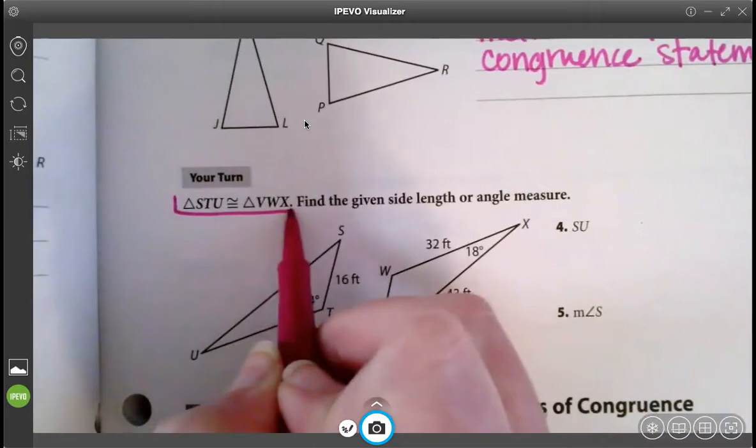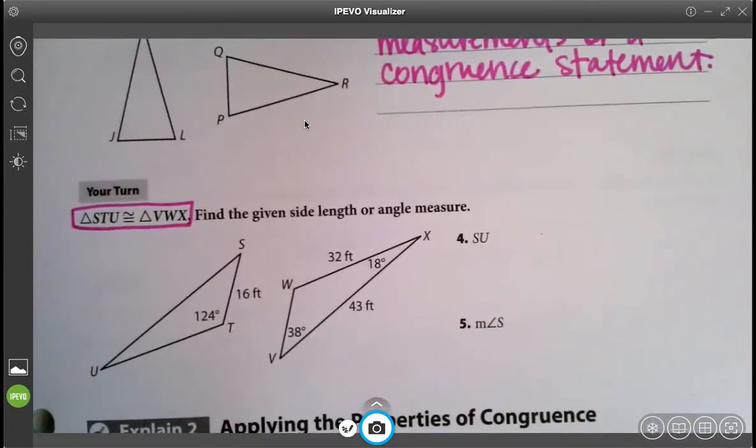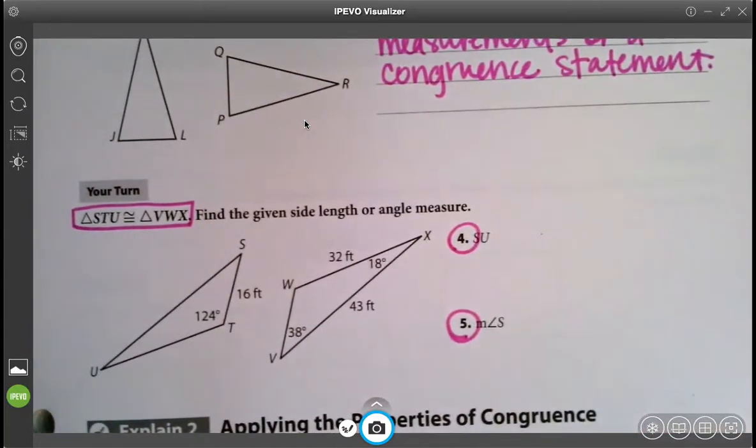We got our congruent statement on the next example. I'm going to give you a minute to do SU and the measure of angle S. This is another one of those where you just kind of look them up. If you are at home, probably a good time to pause your video and see if you get them right.